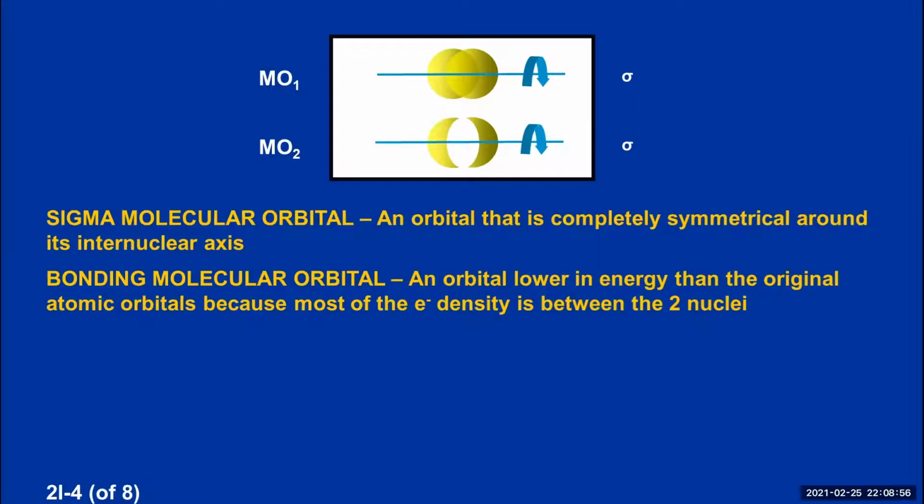So if I want to indicate that in its name, I already know it has sigma symmetry. I put a little superscript B. This is called a sigma bonding orbital.